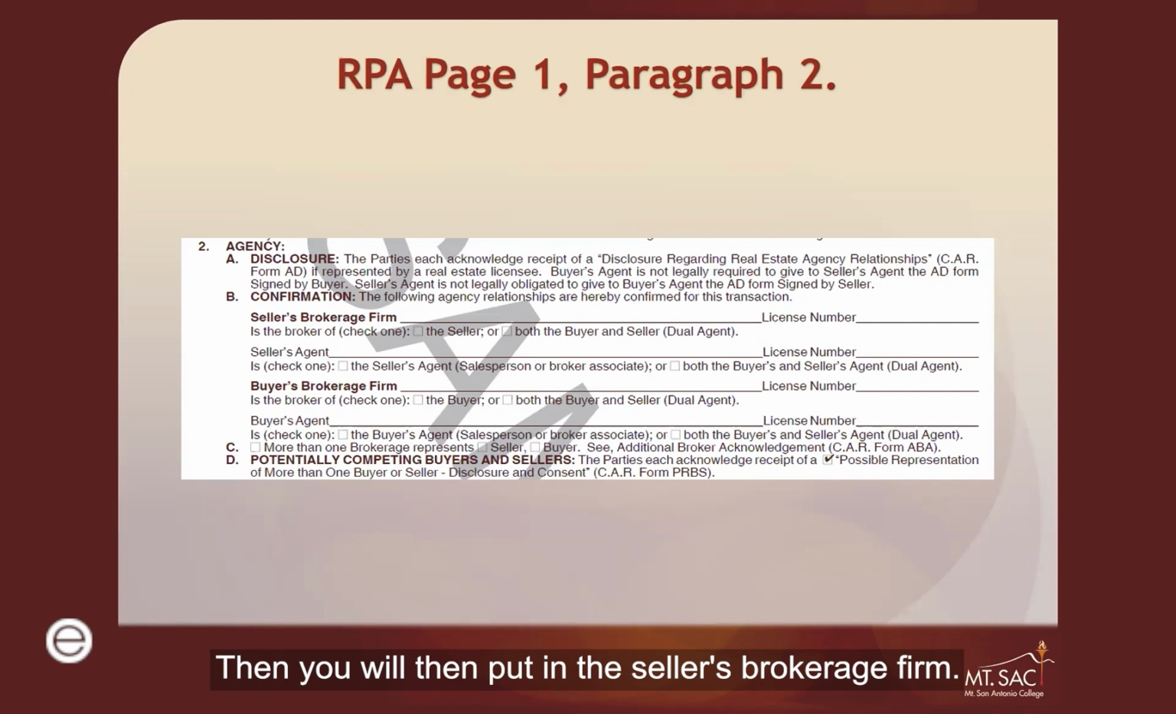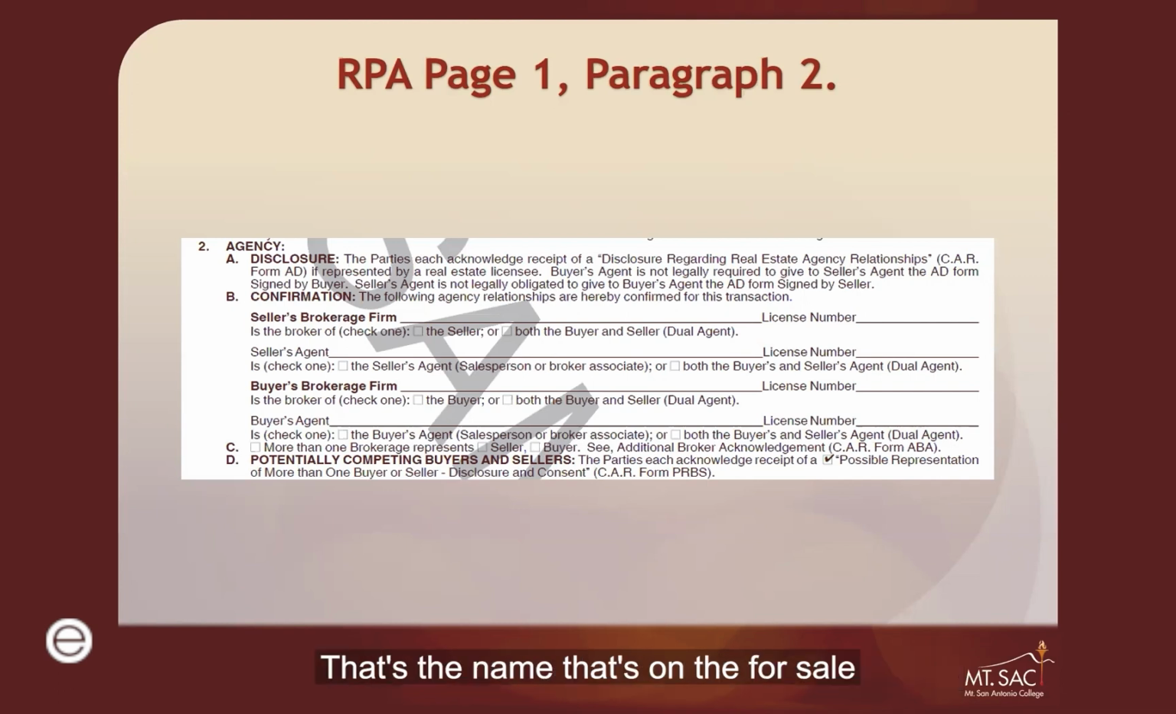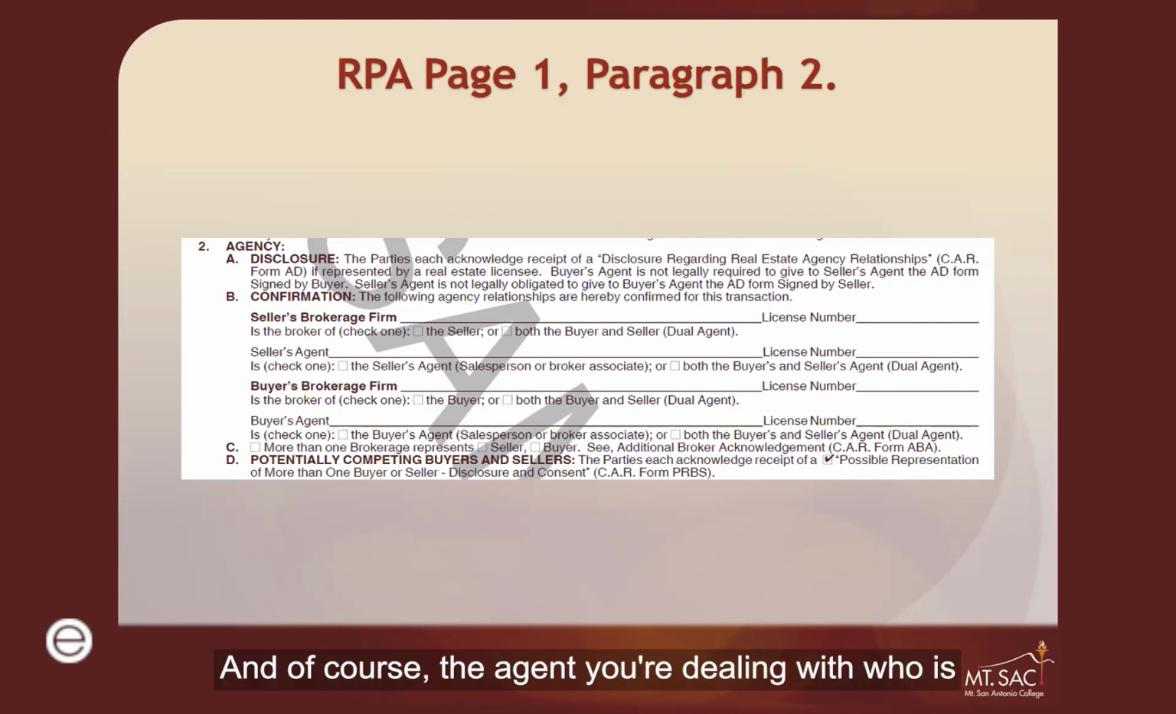You will then put in the seller's brokerage firm. That's easy to determine. That's the name that's on the for sale sign out in front of the house. And of course, the agent you're dealing with, who is taking care of that listing on behalf of the brokerage firm, and their license as well. And then designate who's representing the seller, who's representing the buyer.